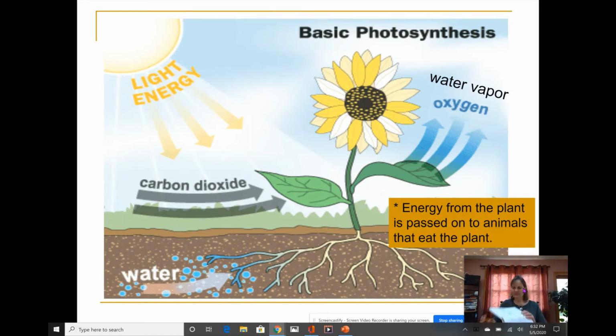And I wrote water vapor. So I have 2 arrows coming out, just like that. Ooh, my page is curling. Oxygen and water vapor. But I also want to make notation of that sentence there. I'm going to put a little star and just say energy from the plant is passed on to animals that eat the plant.